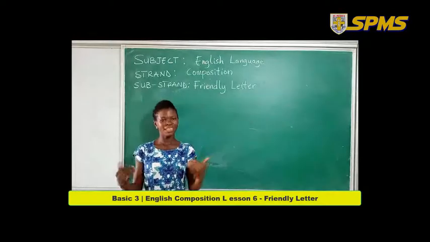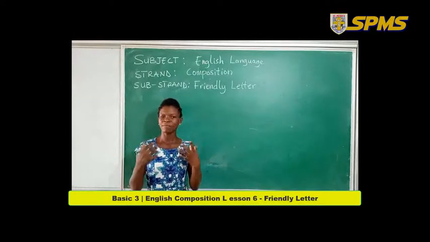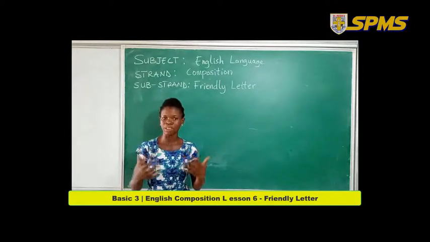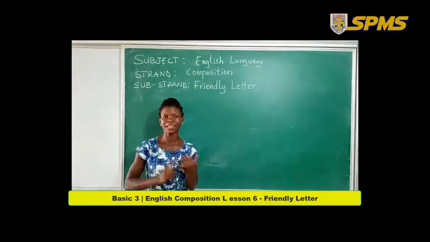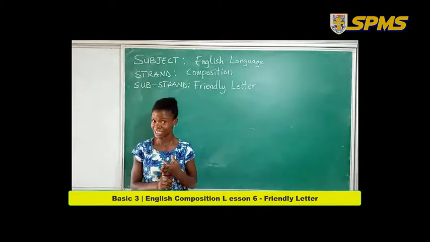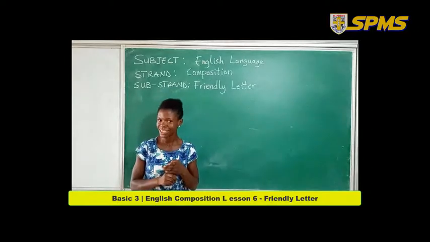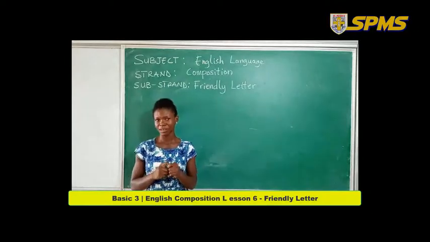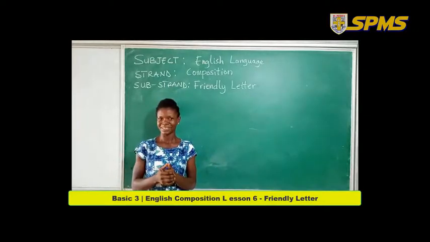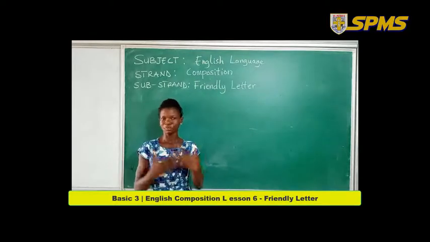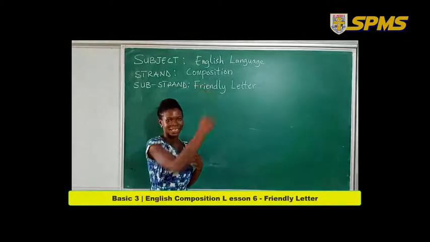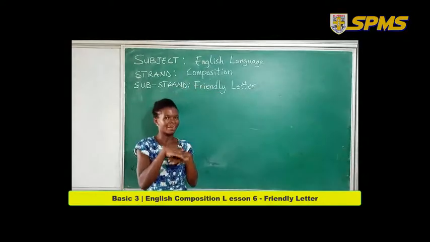In our previous lesson, we looked at features of a friendly letter. What are these features that we talked about? We talked about the address, the date, the salutation, the body, and then the subscription. Where can each of these features be written on a piece of paper? Good. The address should be written at the right-hand side of the paper, the top right-hand side. The date follows right after.